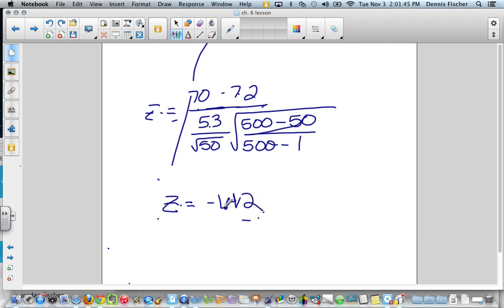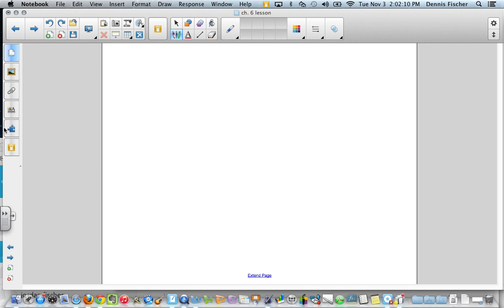Let's see this again. It was 5.3 divided by the square root of 50, right? I found that. Then it was the square root of 500 minus 50 over 500 minus 1, and I calculated the square root of that. Then I took those two numbers on the bottom and multiplied them together. Then on top you get a negative 2. Oh, I'm wrong. It should be negative 2 divided by that, right?